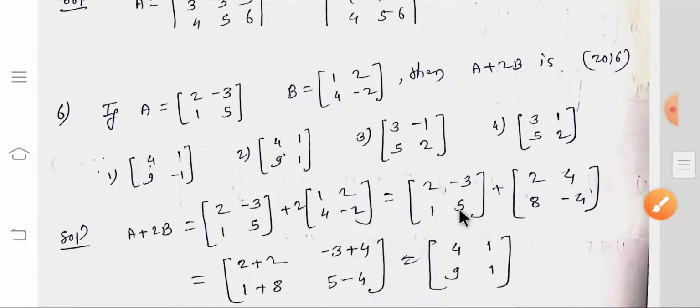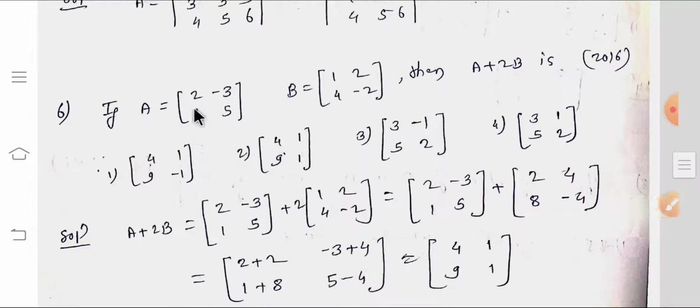Next question: if A is the matrix [2 -3; 1 5] and B is the matrix [1 2; 4 -2], then A plus 2B is? Here options are given. First we find A plus 2B. A plus 2B means multiplying B by 2.